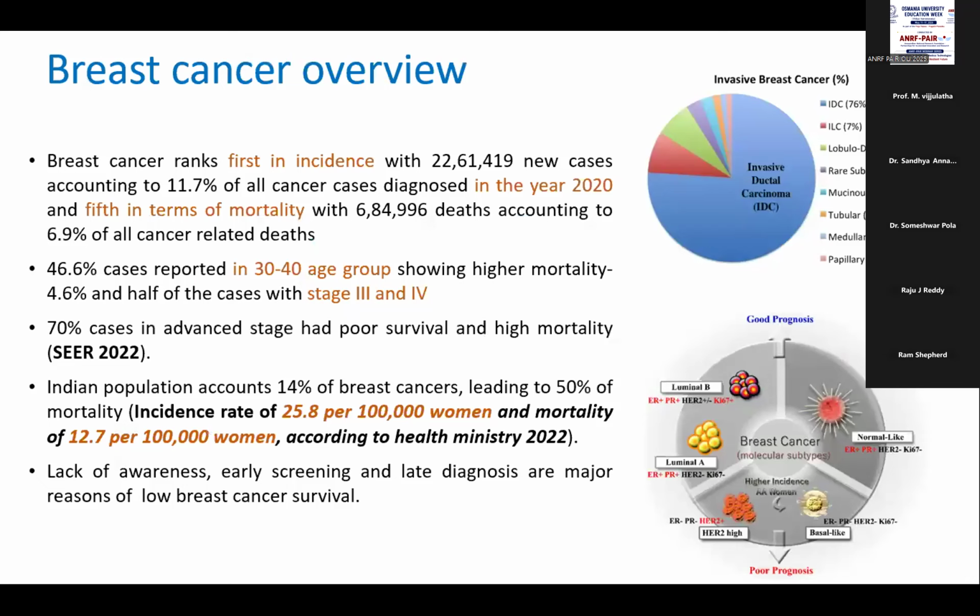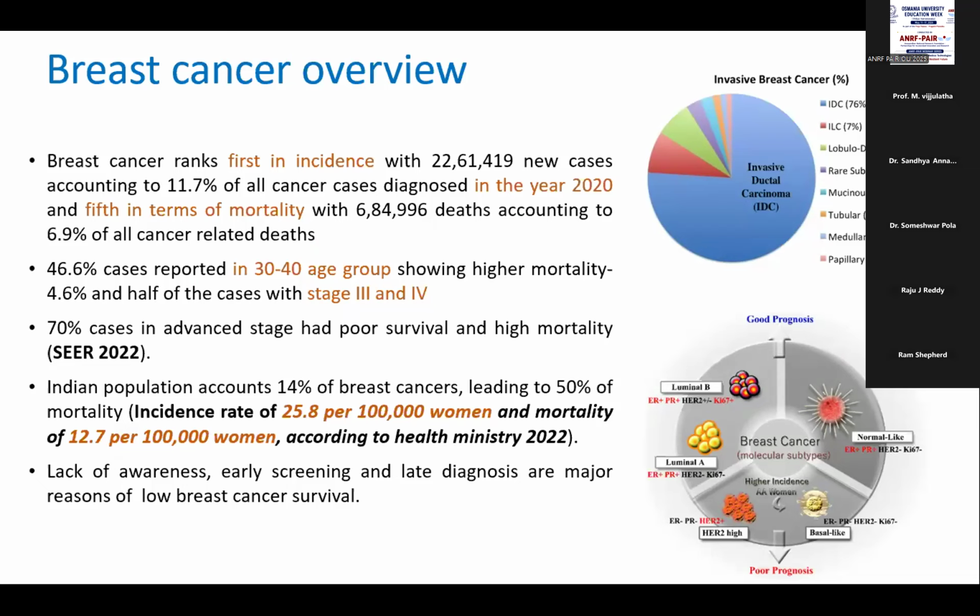Coming to the statistics, breast cancer ranks first in incidence among all other cancers, accounting for 11.7% of cancers, and fifth in terms of mortality, as per the recent statistics. And 46.6% of cases are reported mostly in the 30 to 40 age group. Although predominant in this age group, the onset of this condition is increasing in younger cases, particularly in India and Telangana. And almost half of the cases reported are in stage 3 and stage 4.